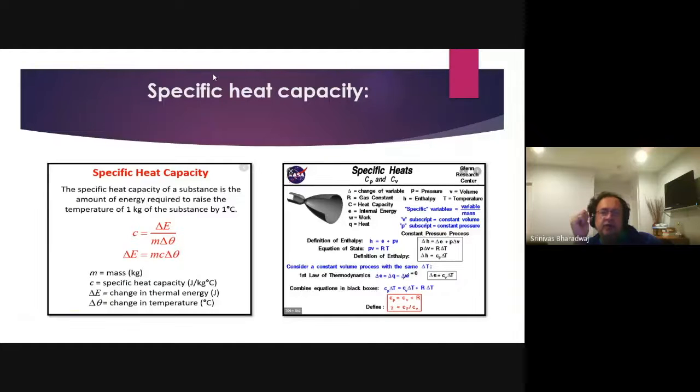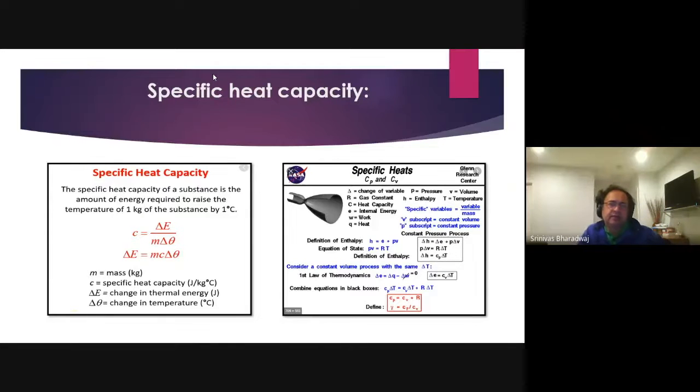So now, the specific heat of a substance is the energy required to raise the temperature of 1 kg by 1 degree. Q is equal to m s theta, right?